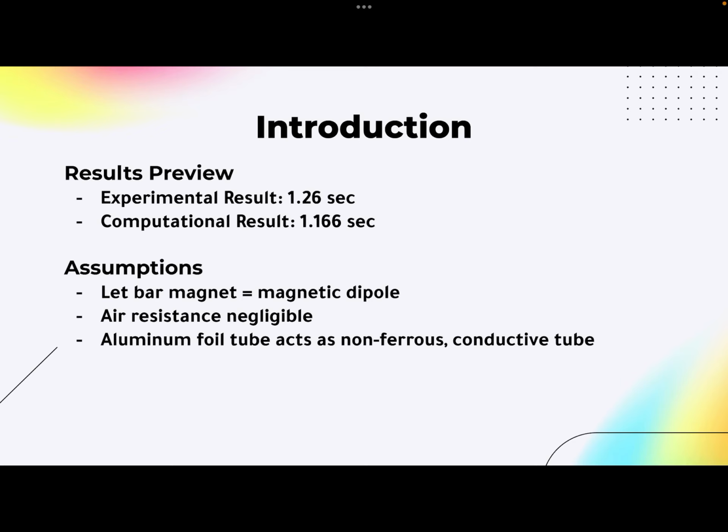A brief preview of the results shows that our experimental fall time for the magnet is 1.26 seconds, and the computational fall time was slightly faster at 1.16 seconds. Some assumptions we must make are that we treat the bar magnet as a magnetic dipole, air resistance is negligible, and we are using the aluminum foil as a non-ferrous conductive tube.